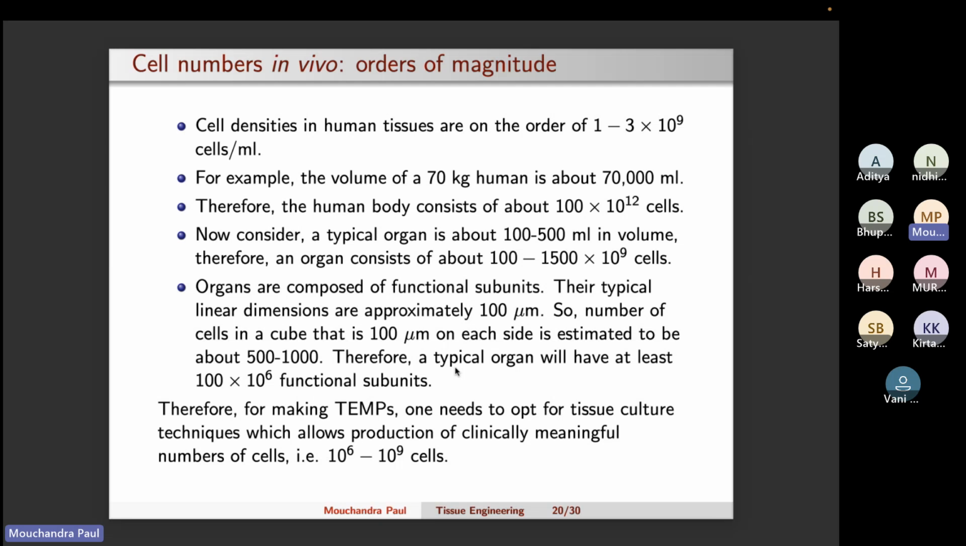So how many functional subunits will be there in an organ? They have just divided the number of cells in the organ by this number, the number of cells per functional subunit. So they are saying that in a typical organ there is around 100 million functional subunits, or 10 raised to power 8 functional subunits. So these are the typical numbers.